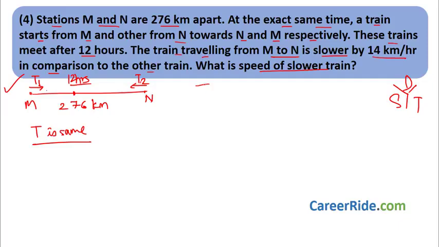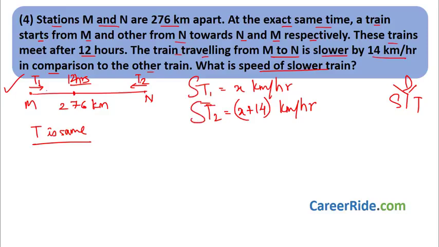So let us assume that the speed of T1 is x kilometers per hour. That is the train moving from M to N. So T2 will be x plus 14 kilometers per hour because it is 14 kilometers per hour faster, right? These are the speeds, speed for train T1 and speed for train T2. We have the speeds, and we know the time is the same. Now what is given is the total distance, and we have to find the speed of the slower train. Total distance is given as 276 kilometers.